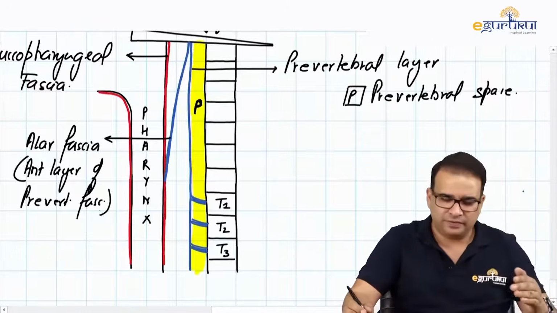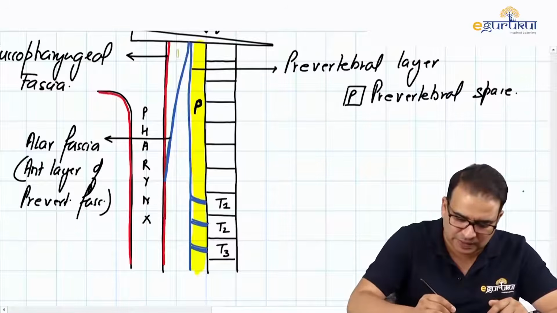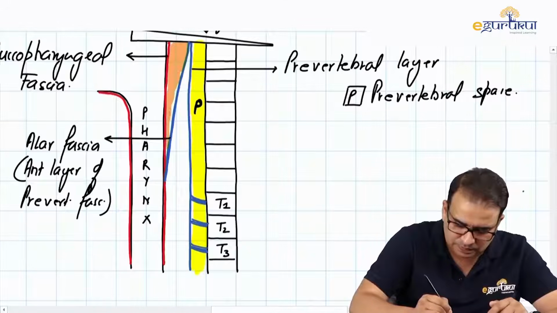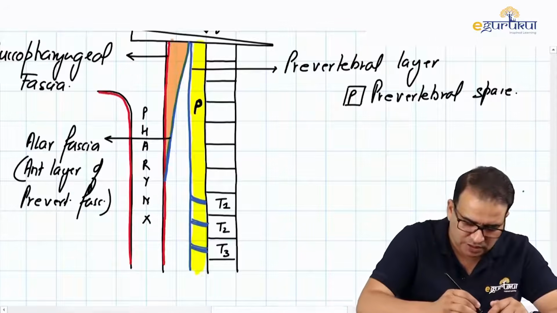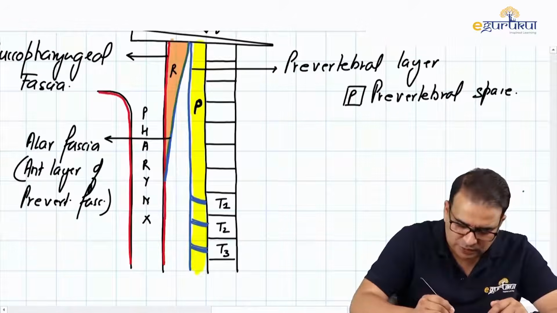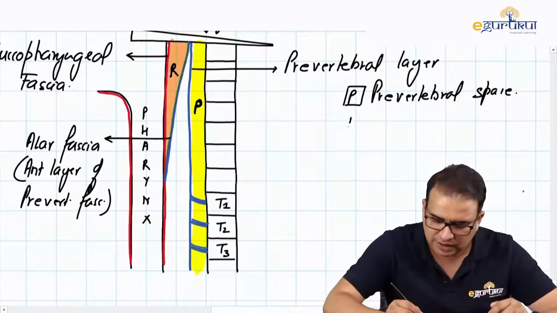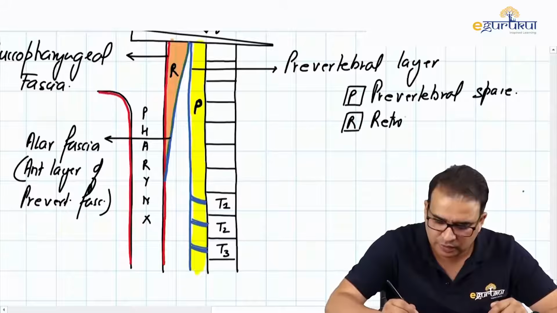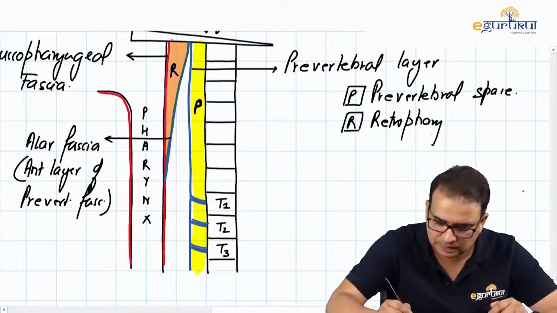Because of this alar fascia, what happens is now you see another space there, and this space is trapped between the buccopharyngeal fascia and the alar fascia. Look at this. Now I'm writing R for this space because the space is called the retropharyngeal space. It is behind the pharynx, so we call it the retropharyngeal space.